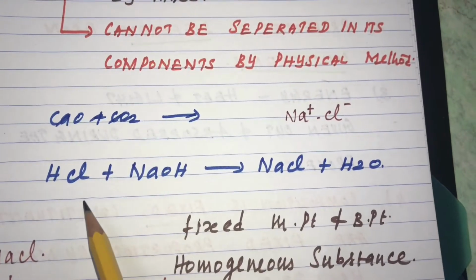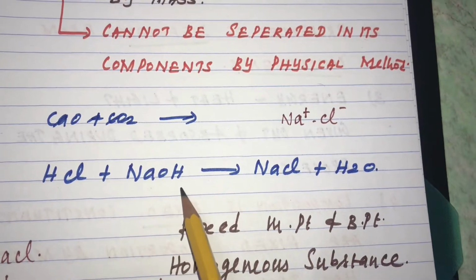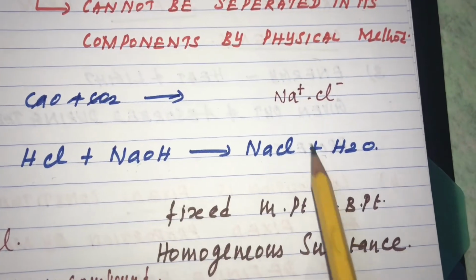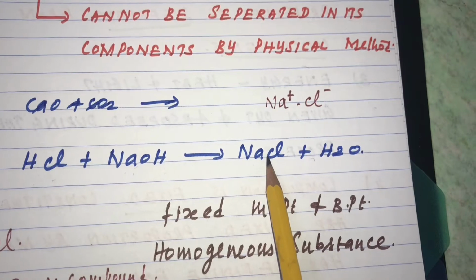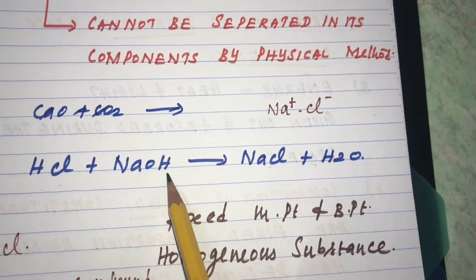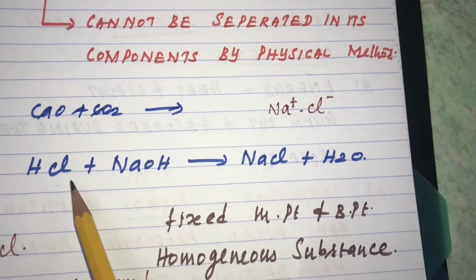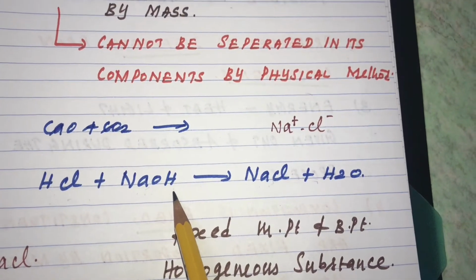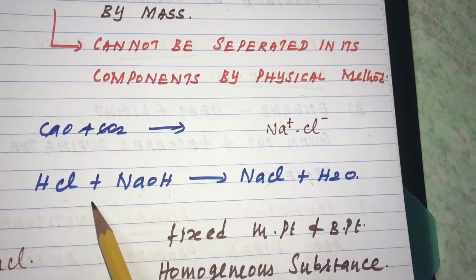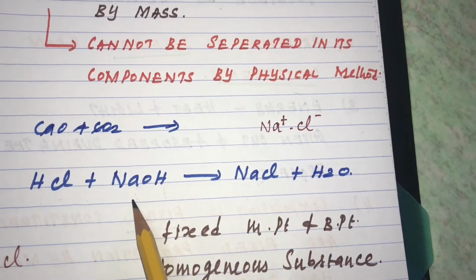For example, consider hydrochloric acid, HCl, combining with sodium hydroxide, NaOH, forming NaCl and H2O. Here sodium chloride is a compound formed from hydrochloric acid and sodium hydroxide by means of neutralization. The properties of sodium chloride are completely different from hydrochloric acid and sodium hydroxide. That is, the properties of compounds are different from the constituents which are combined. So, the properties of a compound are different from its constituents.